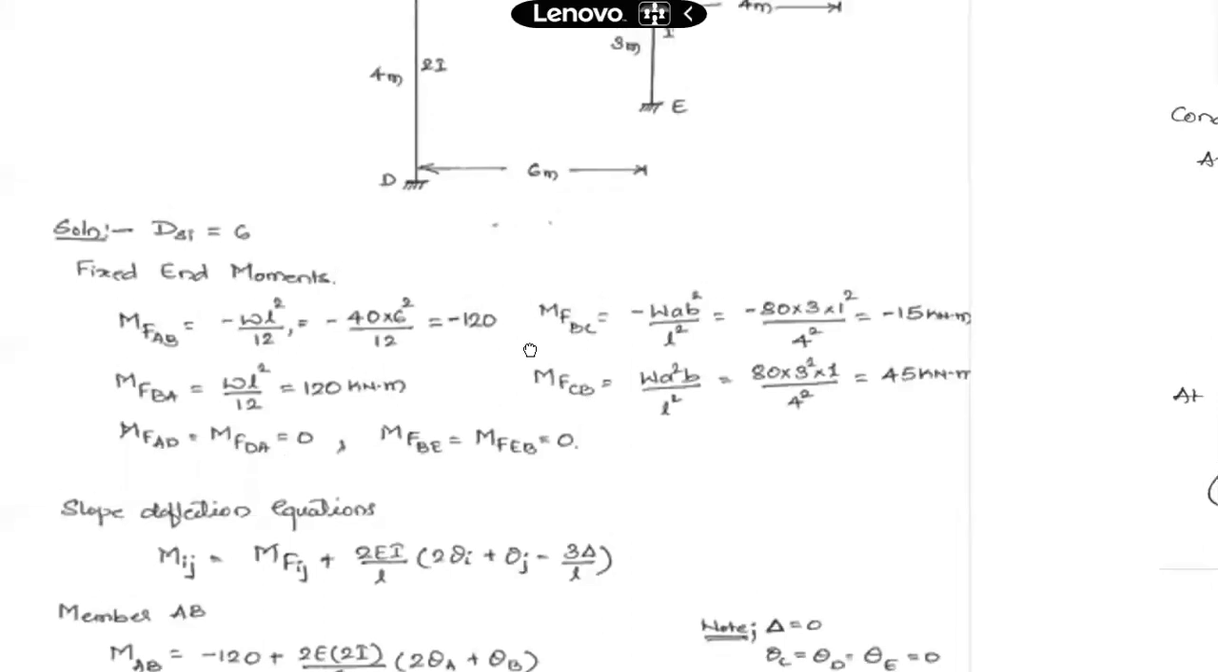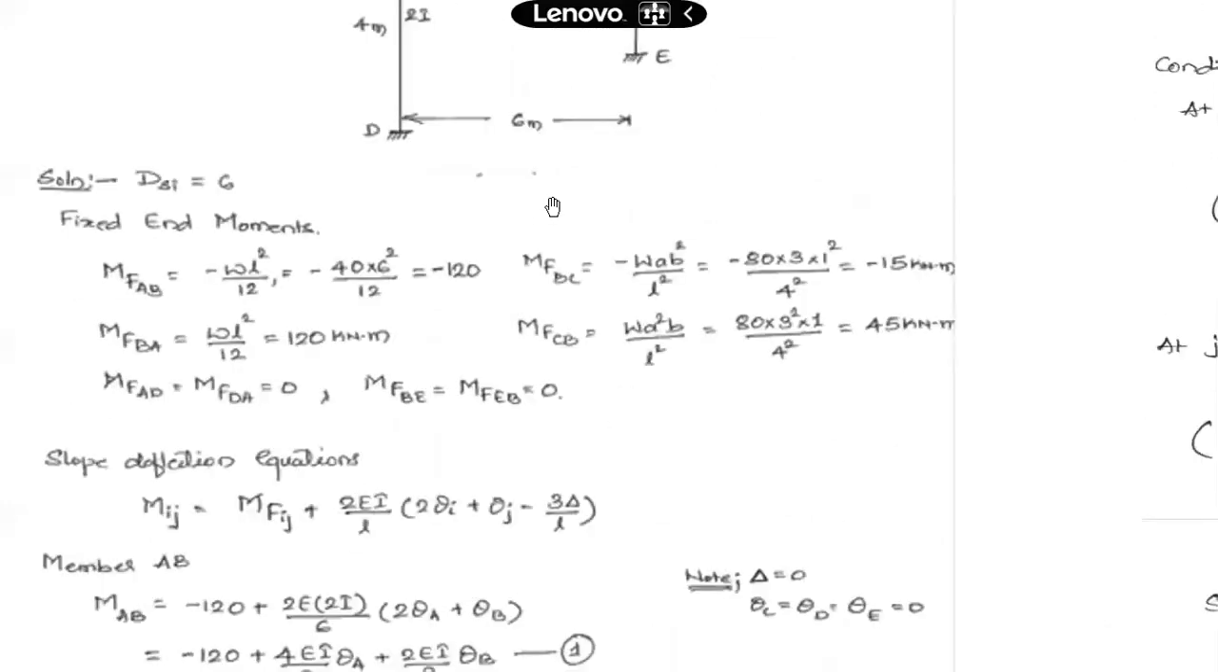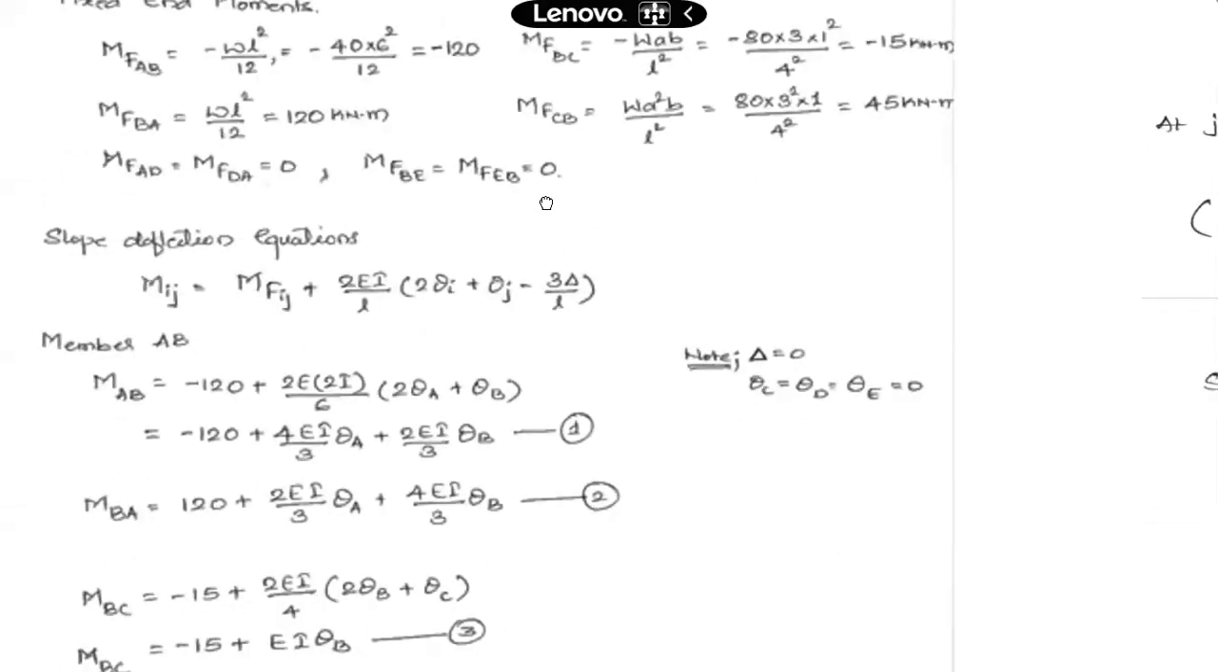Also, this is a non-sway frame. Due to the presence of member BC, which is connected to support C, sway has been prevented. It will not sway. First, you should make clear what type of frame it is, whether a sway frame or a non-sway frame.